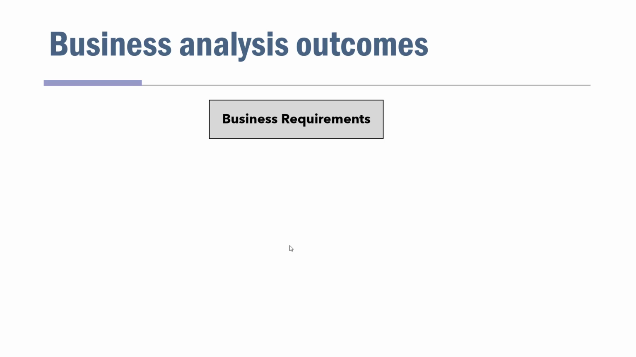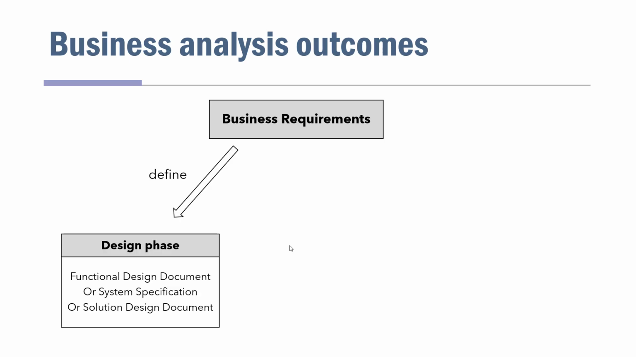Now, why do you need that shared understanding, and what else do you do with business requirements, right? You don't just create business requirements for the sake of having a document. You're going to use them through your whole project, right? So first of all, business requirements will help define the design of the solution. We design the solution based on requirements. What do we need to achieve? So it will help define the functional design. The outcomes could be different, again, based on the methodologies used. It could be a functional design document, system specification, solution design document.